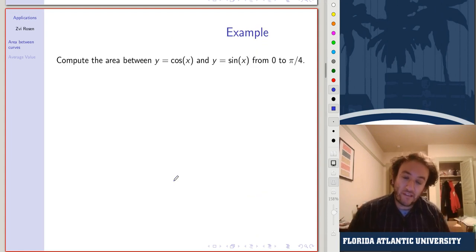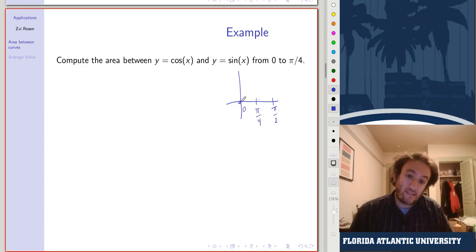Okay, let's do an example of computing the area between curves. Compute the area between y equals cosine of x and y equals sine of x from 0 to pi over 4. What I'm always going to encourage you to do when approaching these problems is to draw a picture. So let's start with drawing a picture of this interval. We have 0 here. Let's put pi over 2 here. And pi over 4 right in the middle.